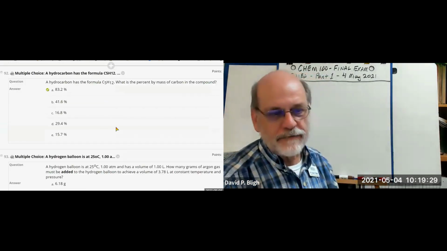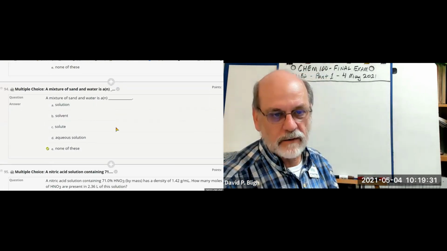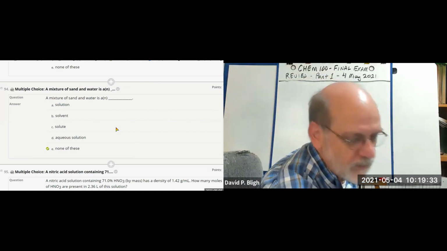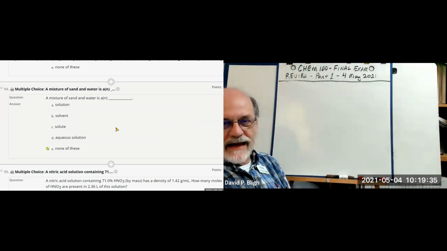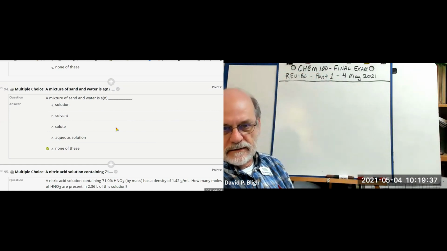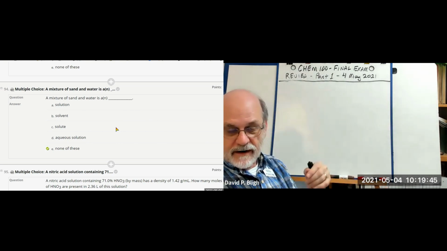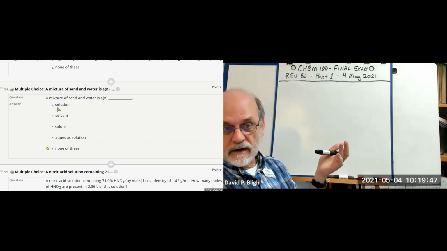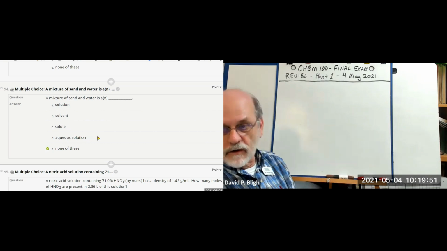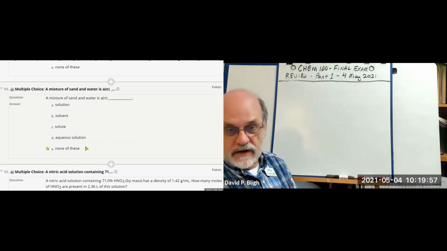We'll go down to 94 for the next one. Oh, another definition. A mixture of sand and water is what? Well, a mixture of sand and water, as opposed to homogeneous, it's heterogeneous, right? And there's nothing there for it. Solution, solvent, solute, aqueous solution. No, there's no mention there of heterogeneous of any kind. So that's why the answer is none of these.